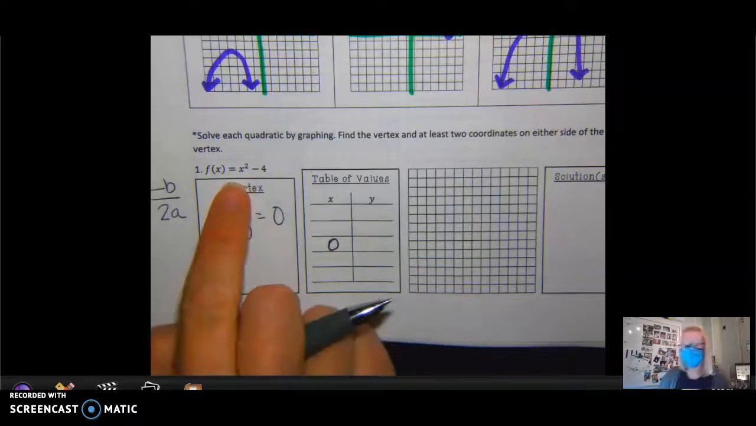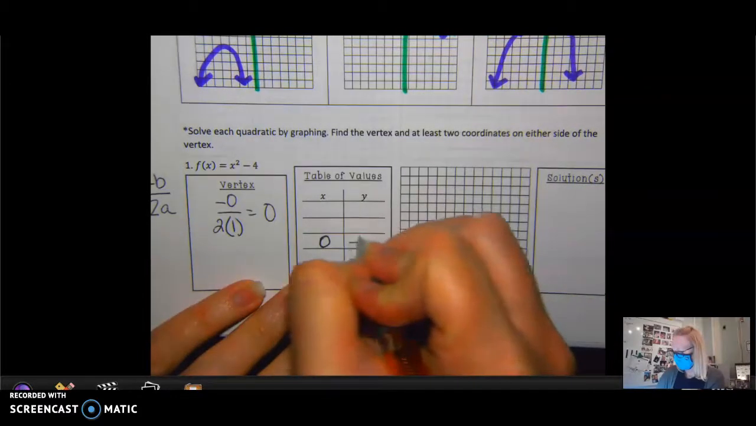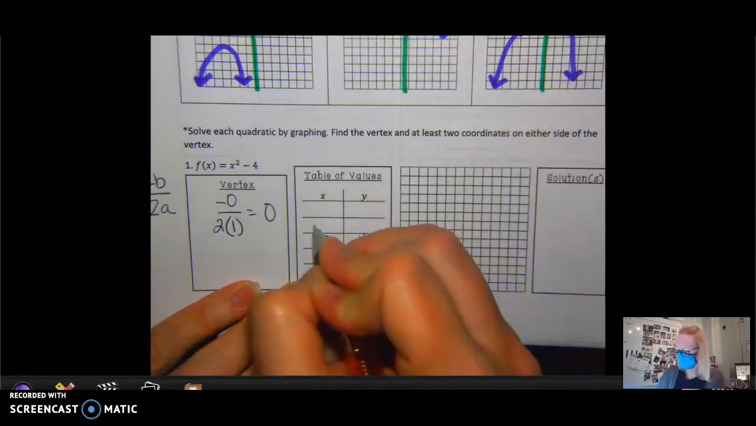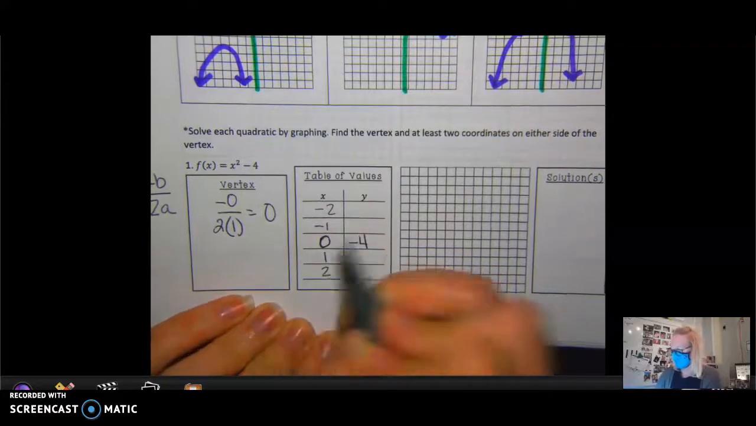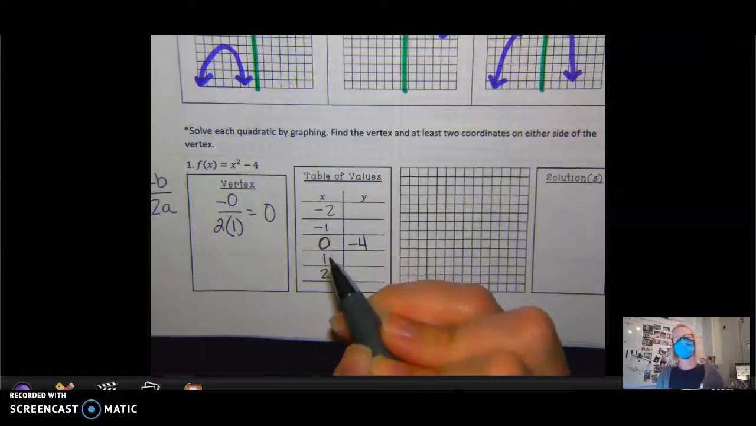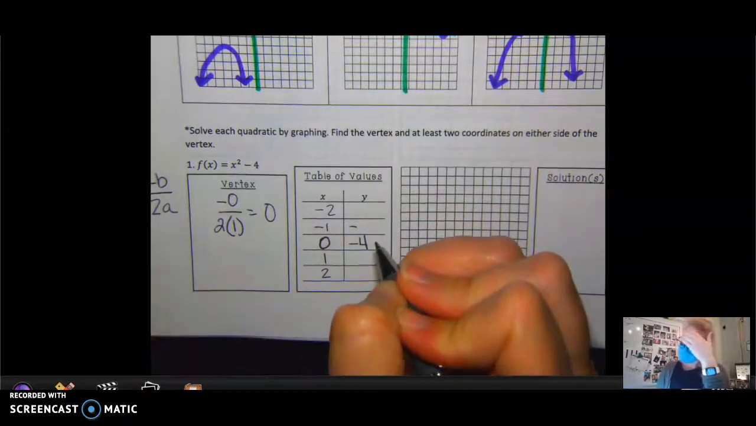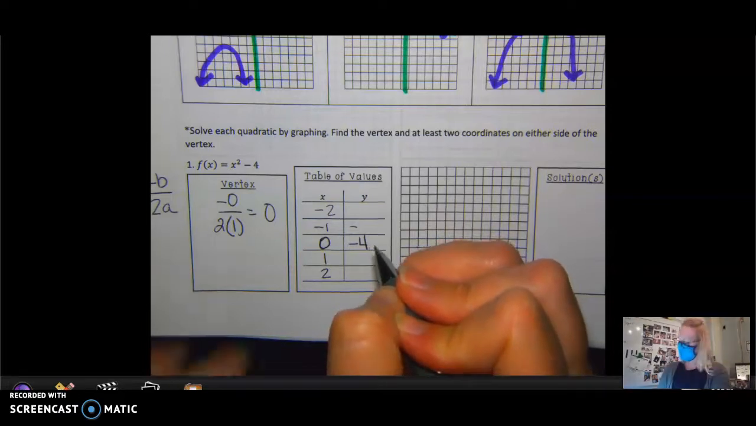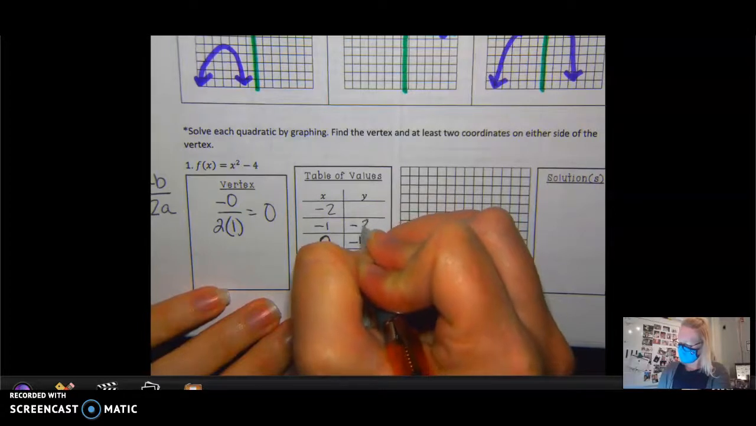If I plug in 0 into this formula, I get 0 squared, and then subtract 4. What's 0 squared minus 4? Good. What other 2 numbers should I do here? And what 2 numbers should I do here? Good. If I plug in negative 1, what's negative 1 squared? Then subtract off 4. Negative 1 squared is a positive 1, right? Then positive 1 minus 4 is negative 3.